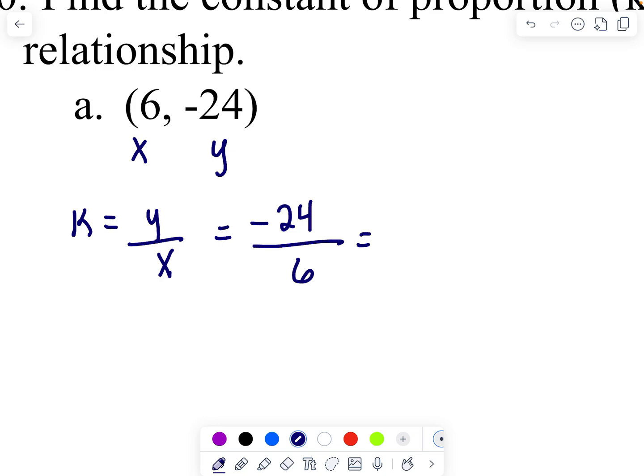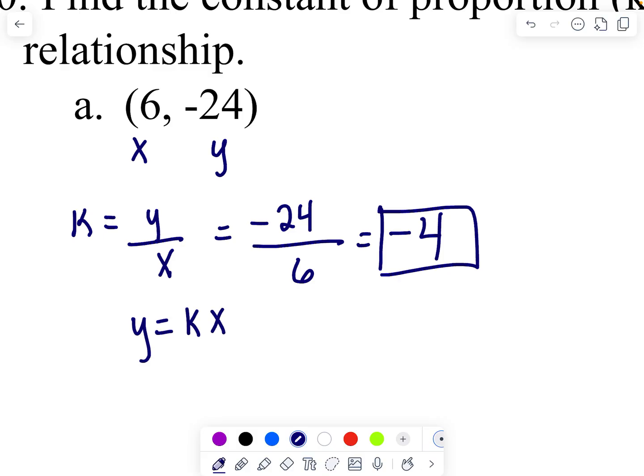Okay, so if you're going to divide this, you're going to get negative 4. So that gives you the k. That answers the first part of the question. But the second part is to write an equation. This is where you have to memorize. These are the 2 things you have to memorize. The formula for k and the equation of a proportional relationship.